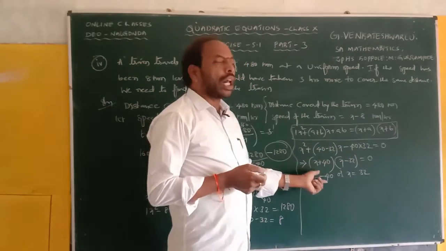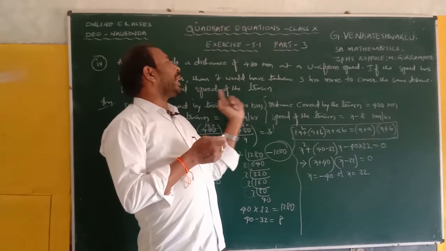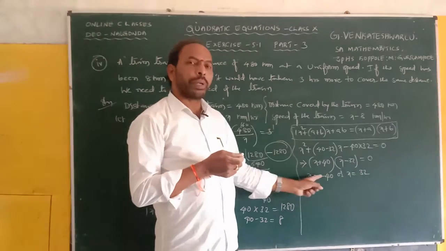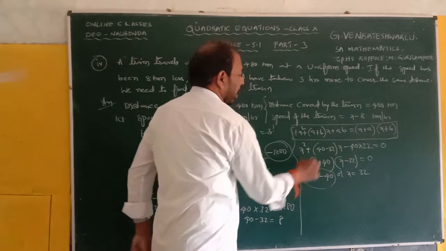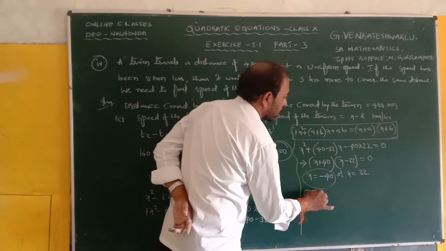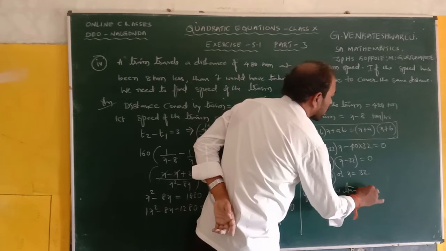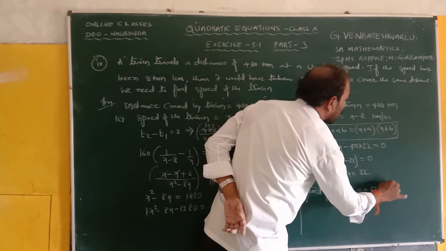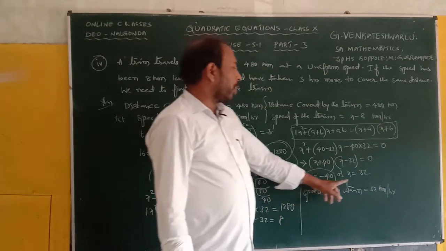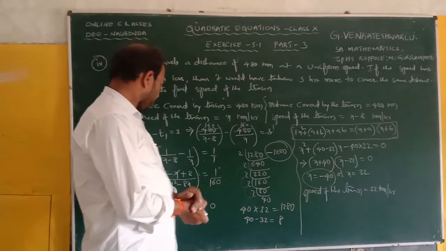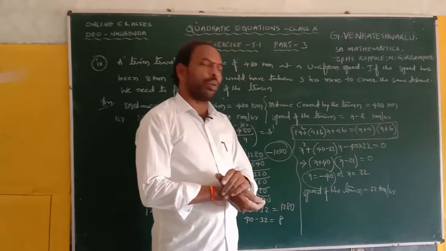Whereas the speed of the train should always be positive. We are discussing the speed of the train, we have to find the uniform speed of the train. The uniform speed of the train need not be negative. Negative cannot be the speed of the train, nana. That's why the speed of the train is equal to 32 kilometers per hour. So here it is the uniform speed. Once again, the speed of the train is 32 kilometers per hour.